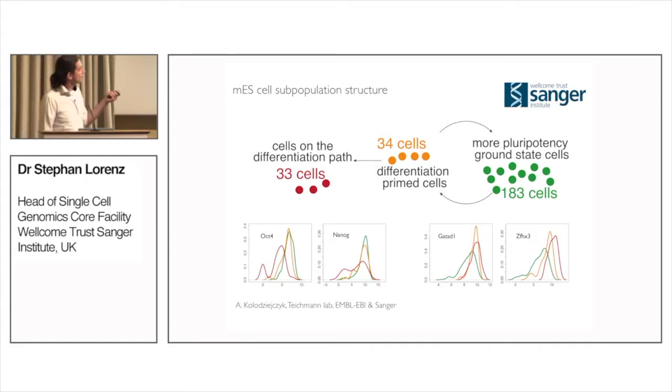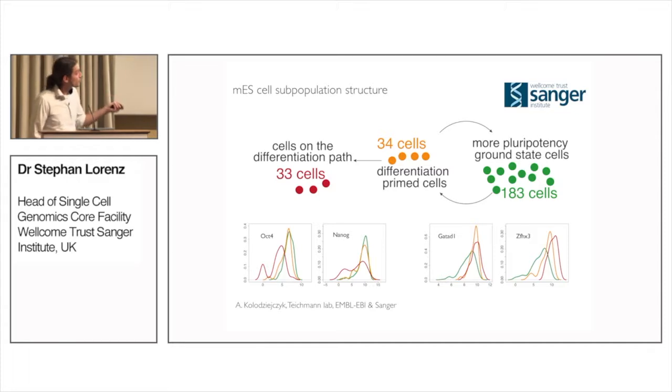Some deeper analysis then showed her that there are these differentiation path cells that are committed, and then there are these other two populations, the differentiation primed cells and the ground state cells, and they seem to be cycling. So there are cells basically going to this state, maybe differentiating, but maybe not, and going back. And this analysis is based on the analysis of the distribution of gene expression across the population.